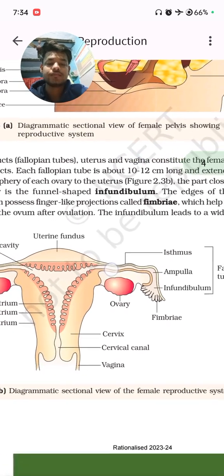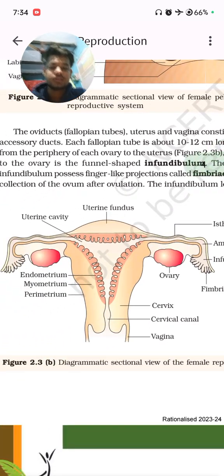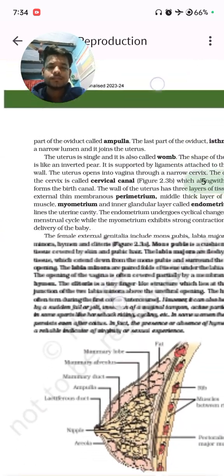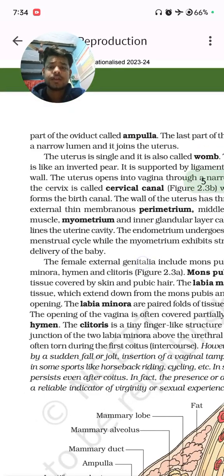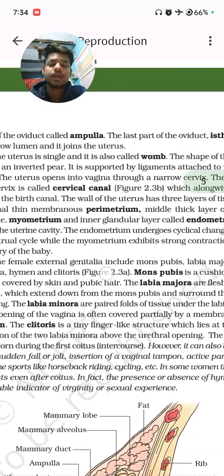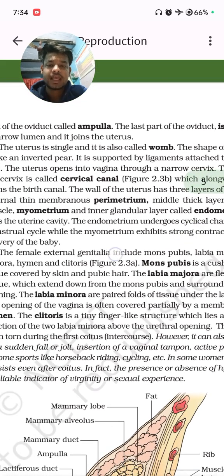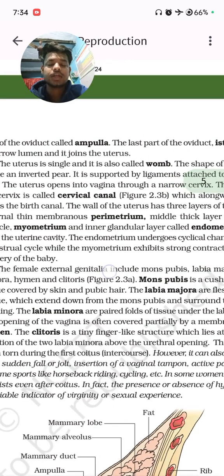The infundibulum leads to a wider part. Here we see the picture of that part, and now we are going on with further study. Further reading, the part of the oviduct called the ampulla. The last part of the oviduct, the isthmus, has a narrow lumen and it joins the uterus.